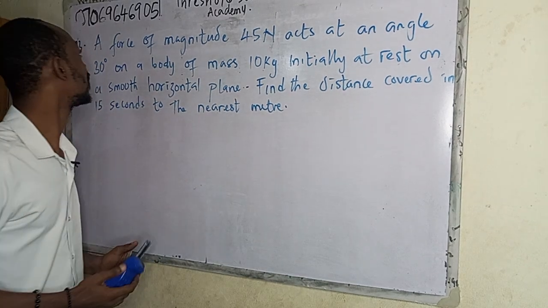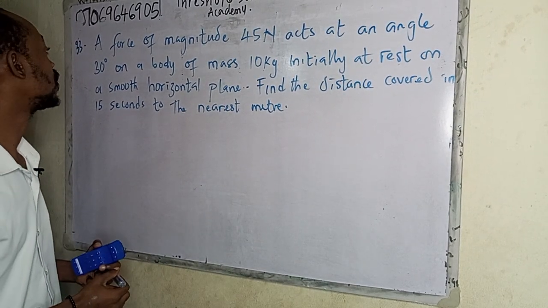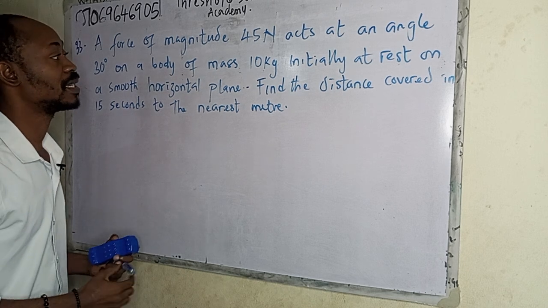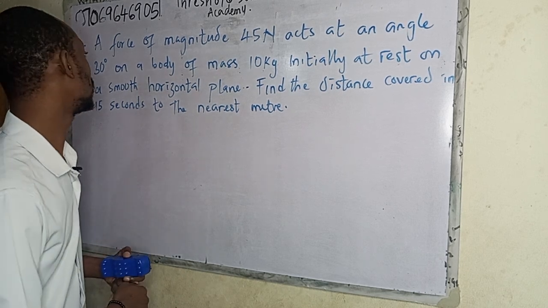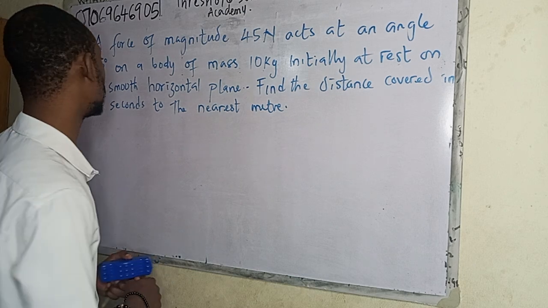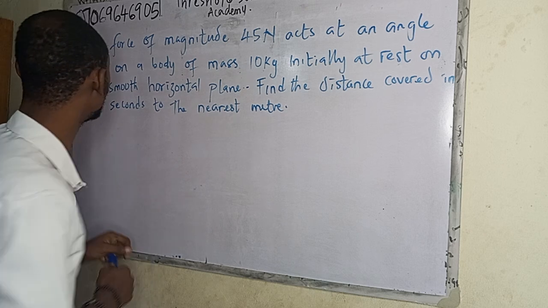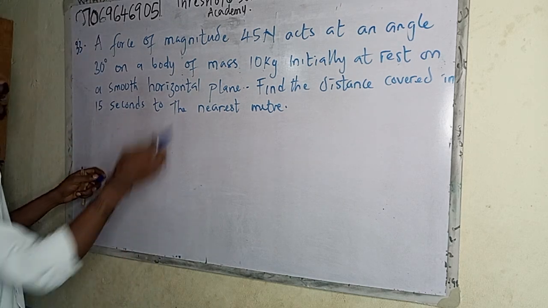All right, guys. So question number 33 says the force of magnitude 45 Newton acts at an angle 30 degrees on a body of mass 10 kilograms, initially at rest on a smooth horizontal plane. Find the distance covered in 15 seconds to the nearest meter. Okay, so let's try and draw this.